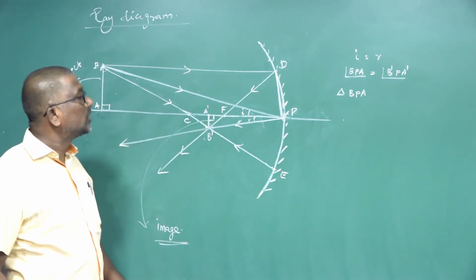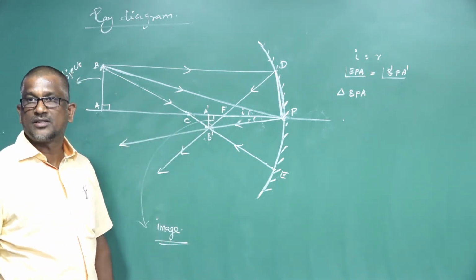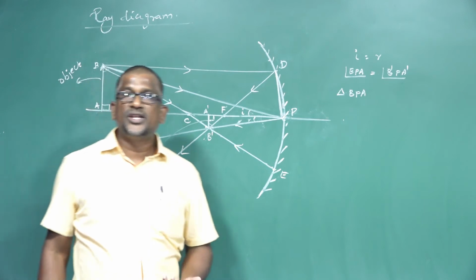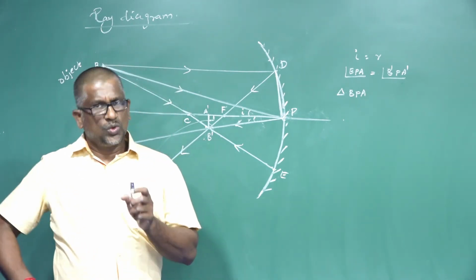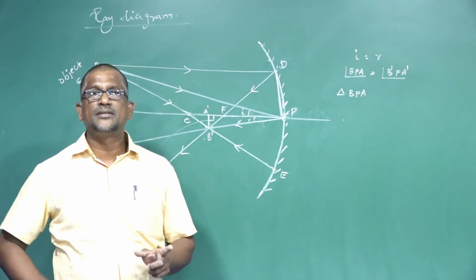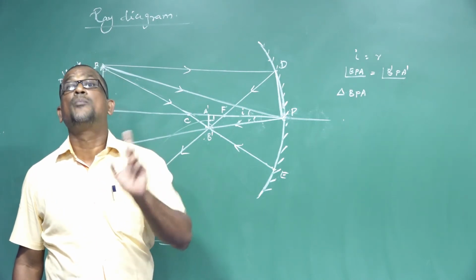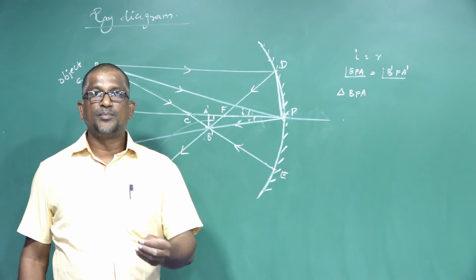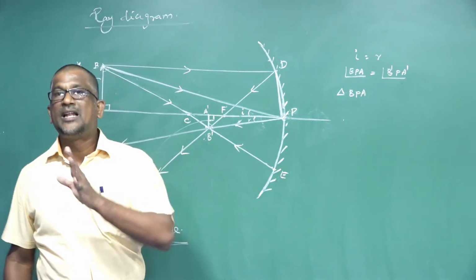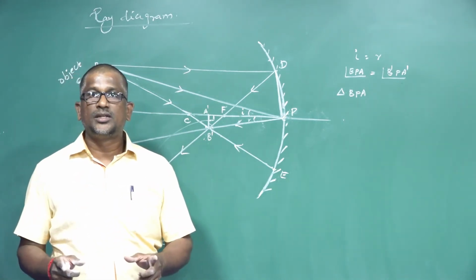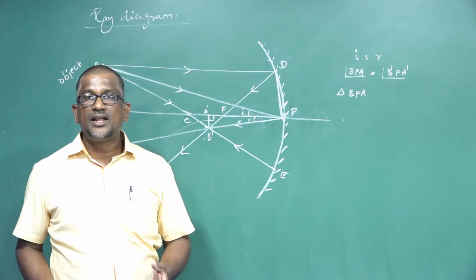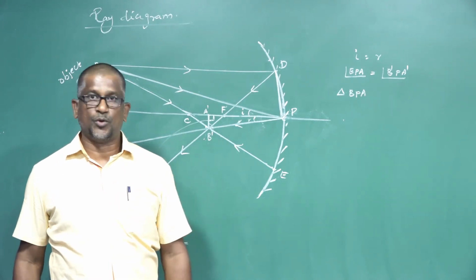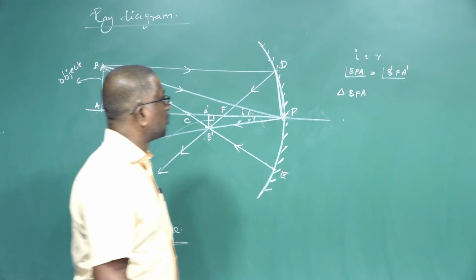So these two triangles are similar. We know that if two triangles are similar, then their sides are proportional. From the rule of similar triangles, we know that if two triangles are similar, then their sides are proportional.